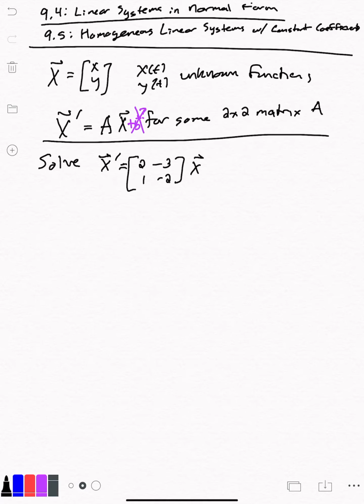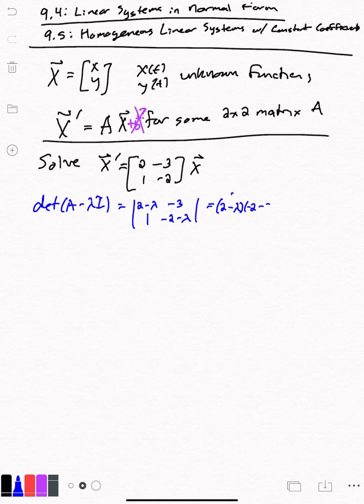And so, okay, to find my eigenvalues, we have to do the determinant of A minus lambda I, like we did in the past. So the determinant of [2 minus lambda, -3; 1, -2 minus lambda]. And let's see here, we're going to have lambda squared plus 2 minus 2 is 0, and then it's going to be minus 4 plus 3 is minus 1. And so we're going to get two values of lambda here, positive 1 and negative 1.